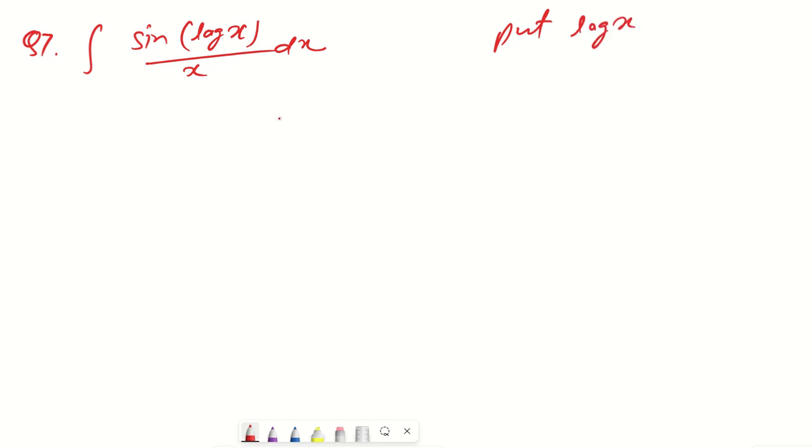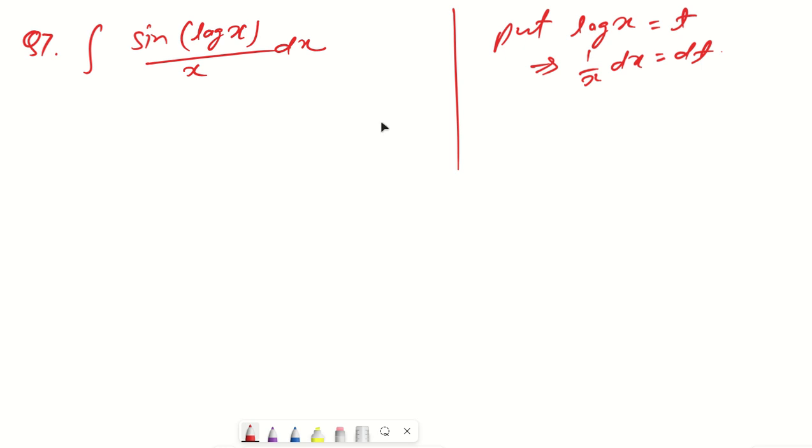The question is given as the integral of sine of log x divided by x dx. Now what is the similarity that we are seeing here? So the problem is the log x term, right? So can we put log of x equal to, let us say, t? Then we are going to get 1 by x dx equal to dt.